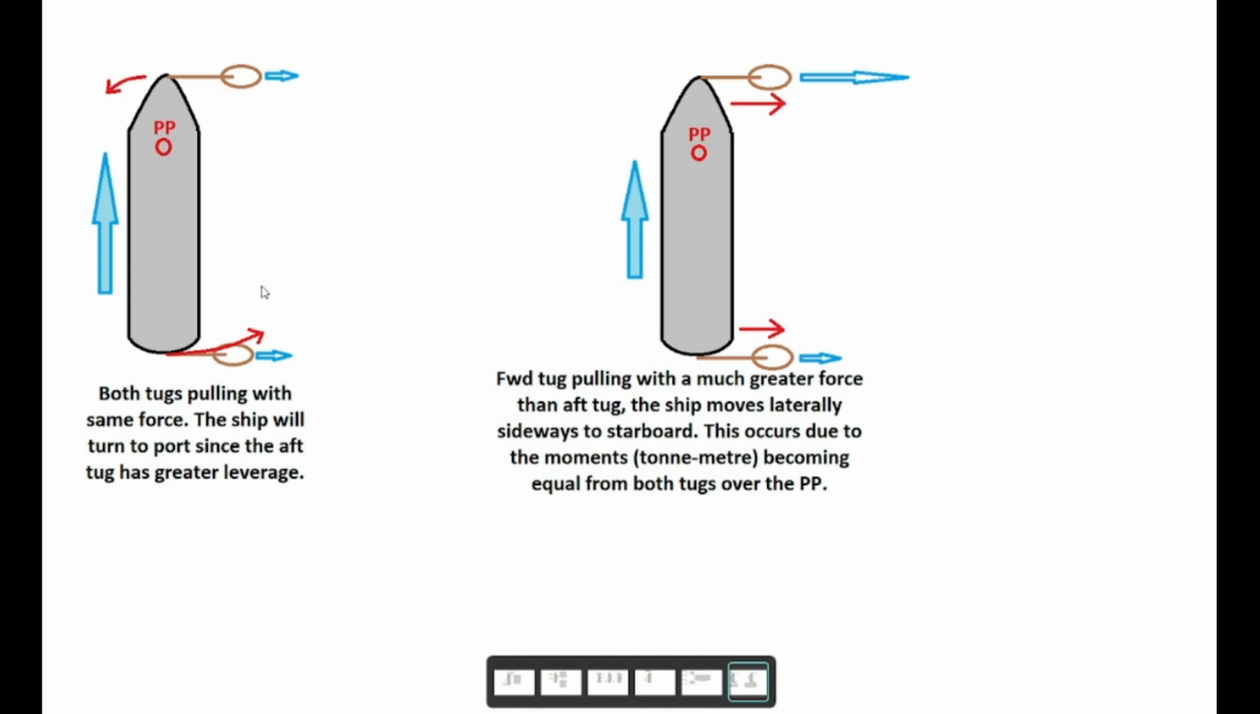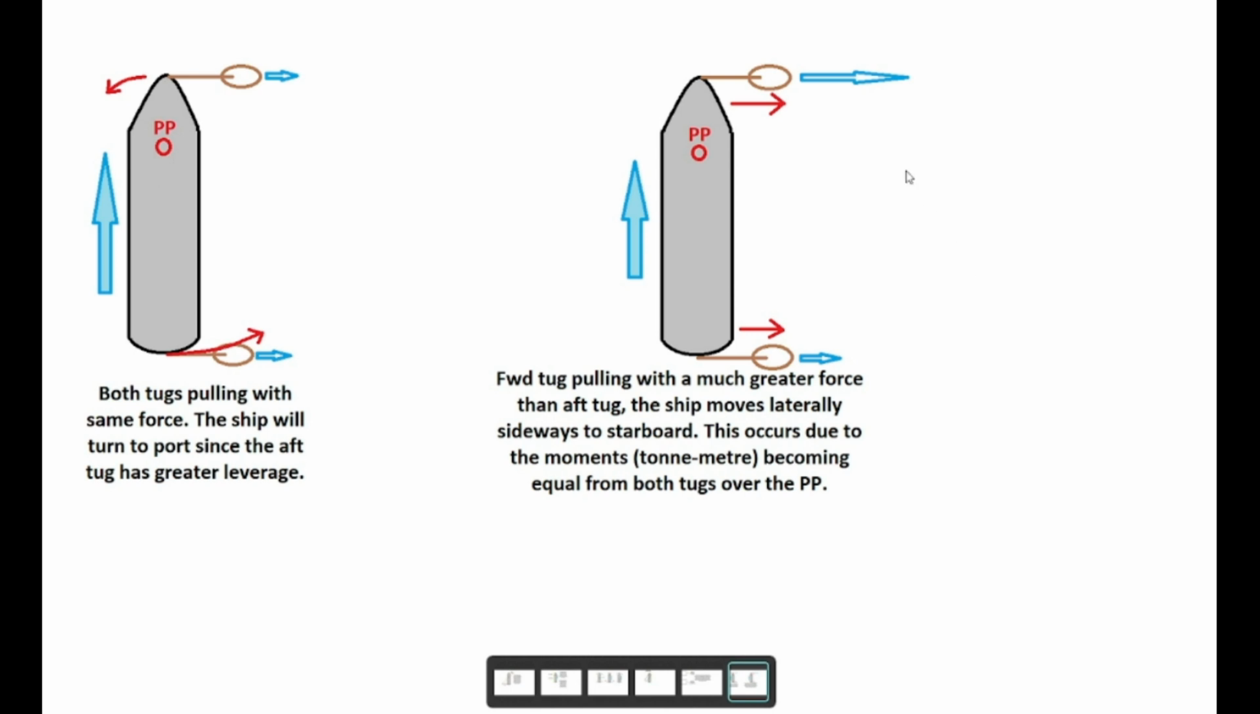So, similarly with the last slide, you can imagine that the tug on the stern of the vessel has a lot more leverage over that pivot point than what the bow or the forward tug has. And so when these two tugs here are pulling with the same force, the ship will turn to port, since the aft tug has greater leverage. As we can see here, the distance between these two tugs and the pivot point, there is a huge difference, and if they are both pulling at the same amount, there will be different outcomes. The ship will turn to port in this case.